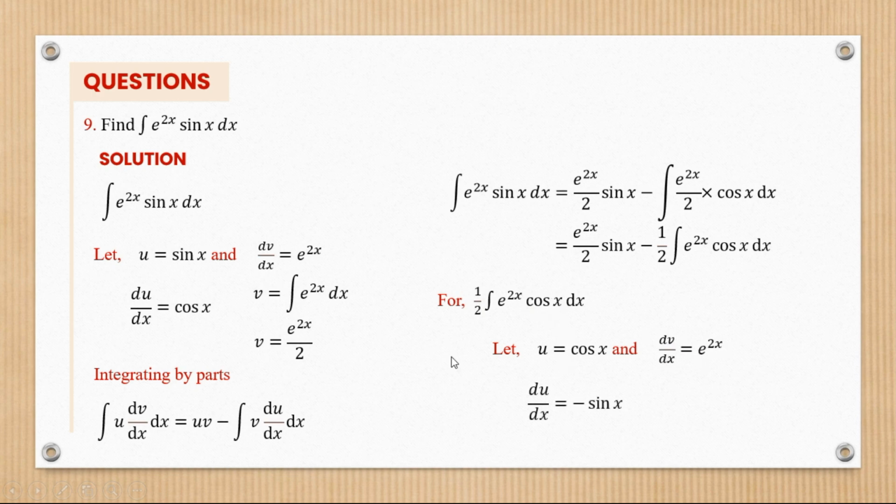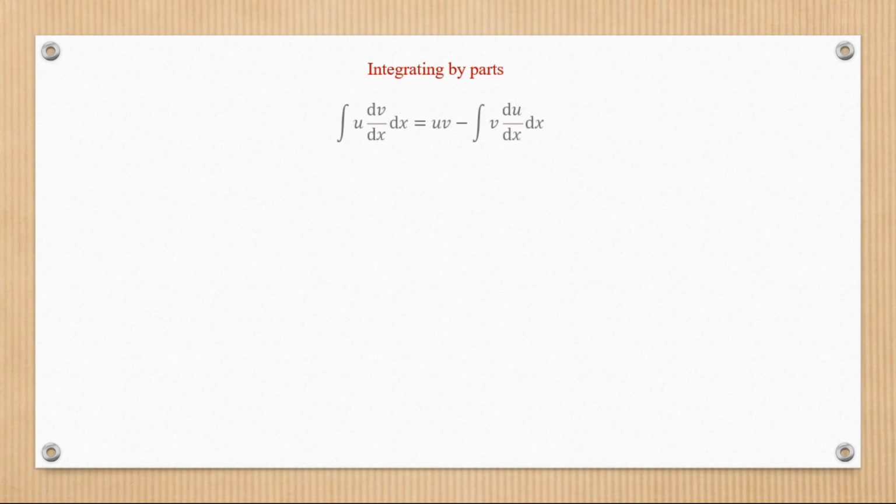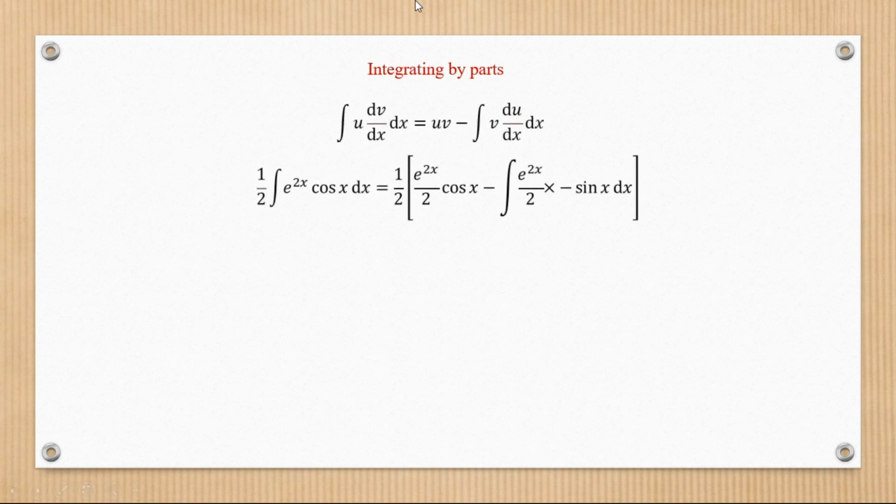So when I differentiate this, I'll have du dx being equal to negative sine x, and then as you can see, to find v, I'll actually have to integrate this e2x, of which v shall be equal to e2x over 2. So integrating that by parts, I'm going to have this value right here. So remember, we have a half outside, so it's going to be a half into e2x over 2 cos x minus the integral of e2x over 2 times negative sine x dx.